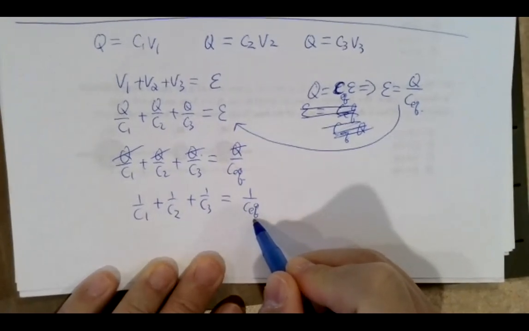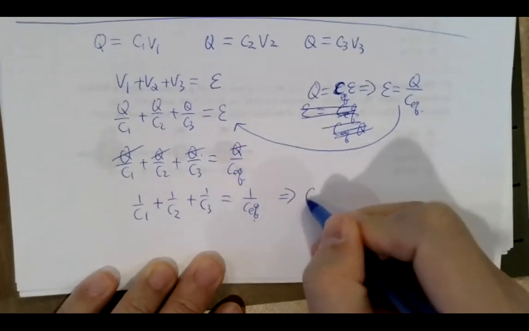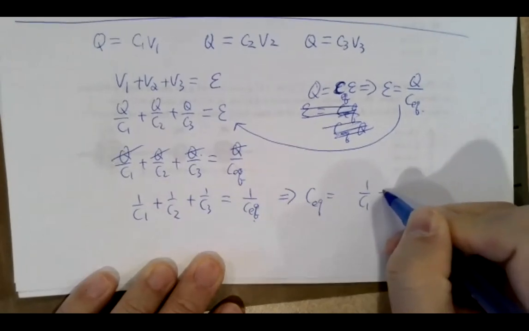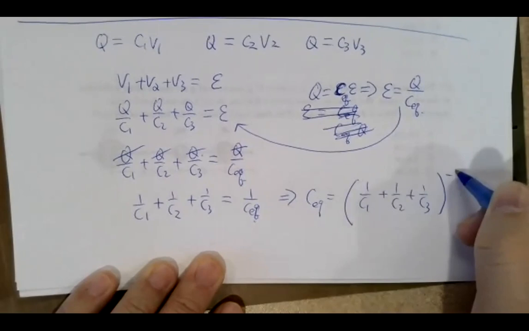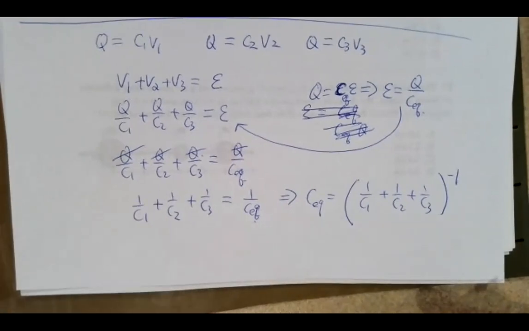So for C of equivalent, it should be equal to the inverse of 1 over C1 plus 1 over C2 plus 1 over C3. That's what you want to pay attention to. You're not simply doing the inverse and then adding them up, but after you take the inverse of each one and add them up, you want to do the inverse of the sum.